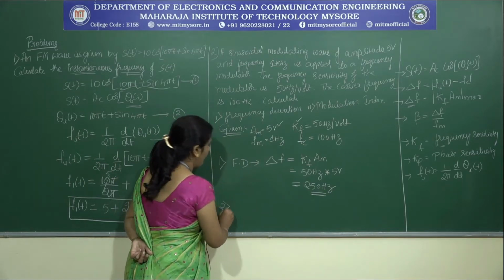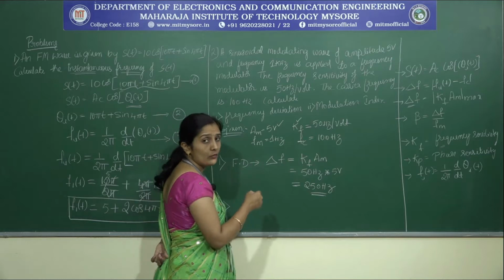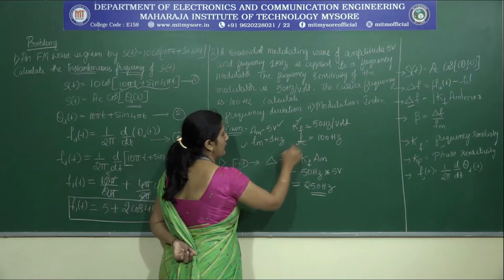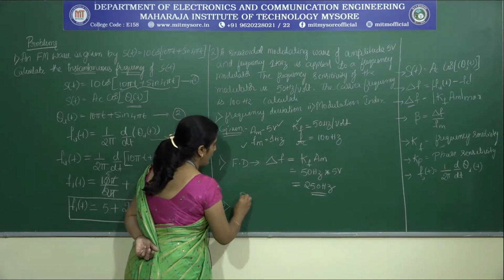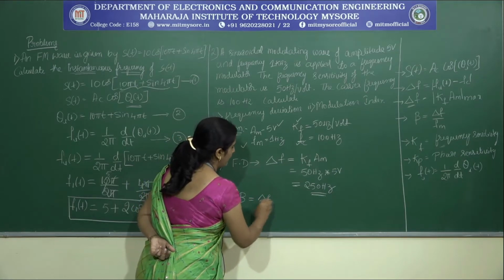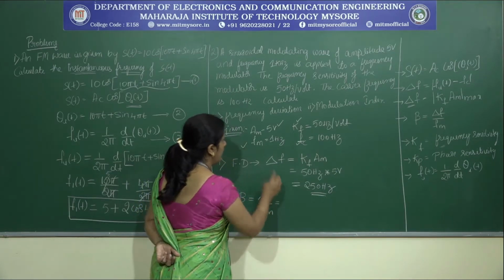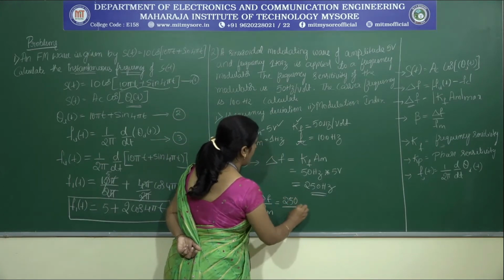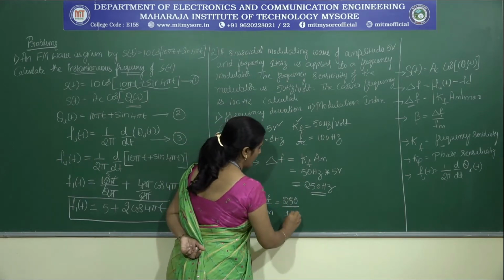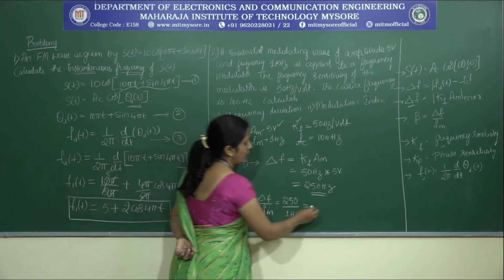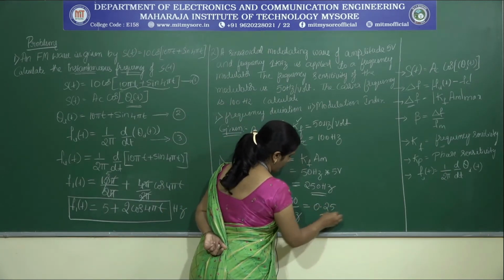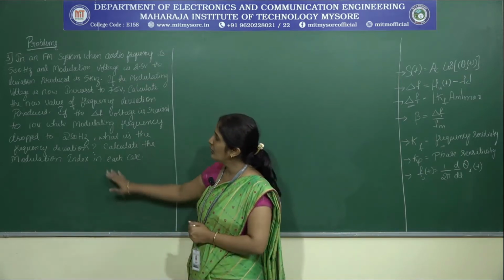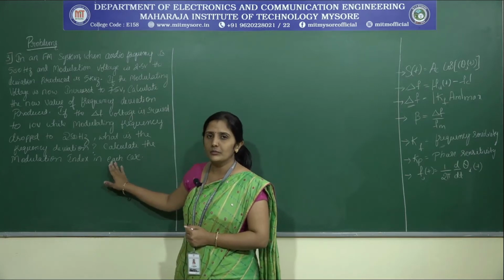Second thing, we have to find out the modulation index. The modulation index formula we know is delta F divided by FM. So modulation index beta is given by delta F divided by FM. The data for delta F we have got is 250 hertz divided by FM, which is 1 hertz. So beta, the modulation index, we are going to get is 0.25.